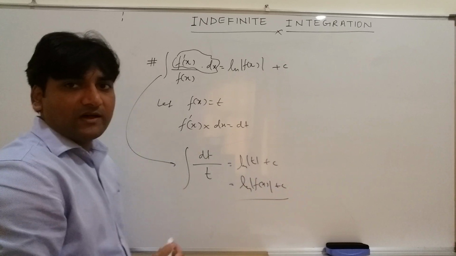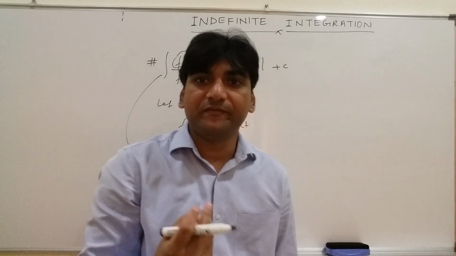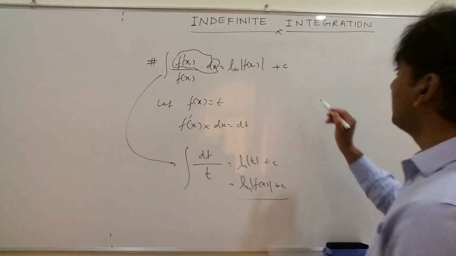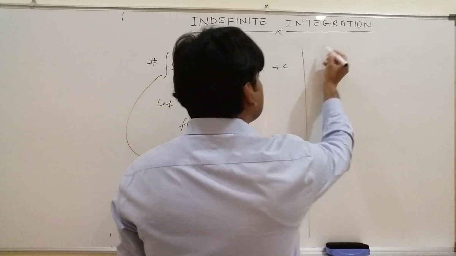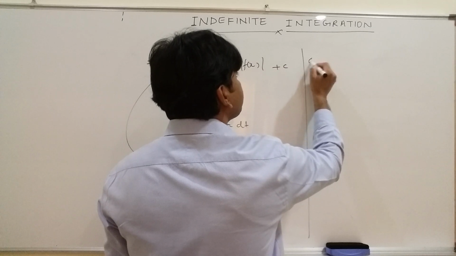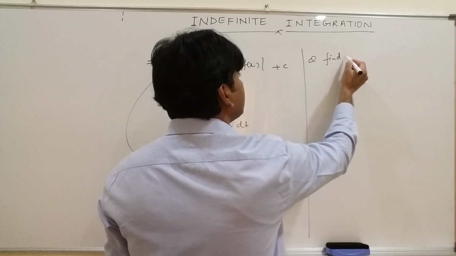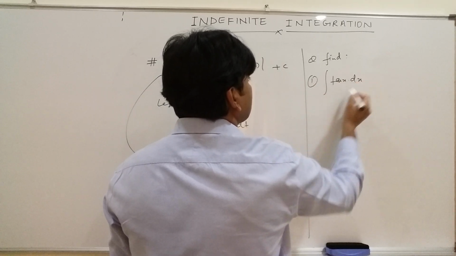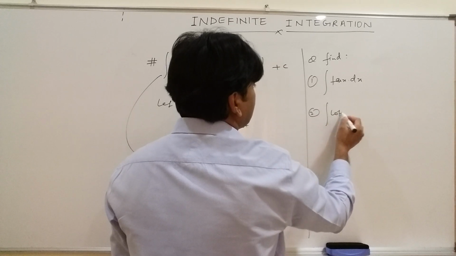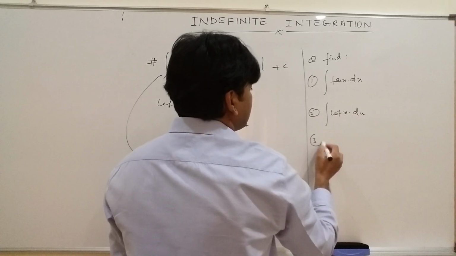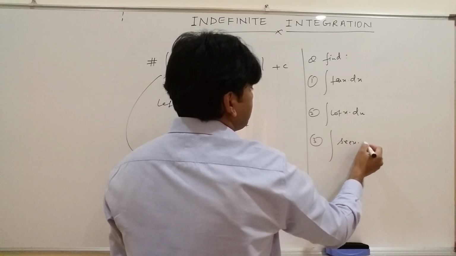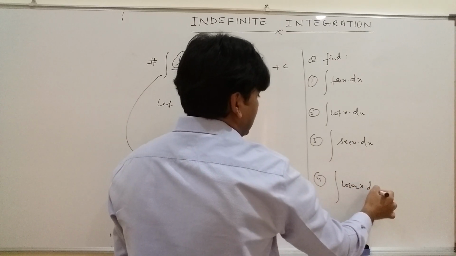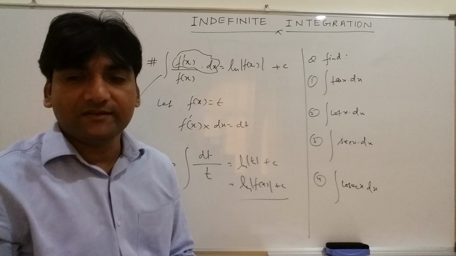Now I am going to give you 1 or 2 examples where I will use the direct result. I am not going to use this concept, I will use the direct result. So the question is, find the integrals of first tan x, second cot x, third sec x, fourth cosec x. Okay, so these 4 questions I have given.